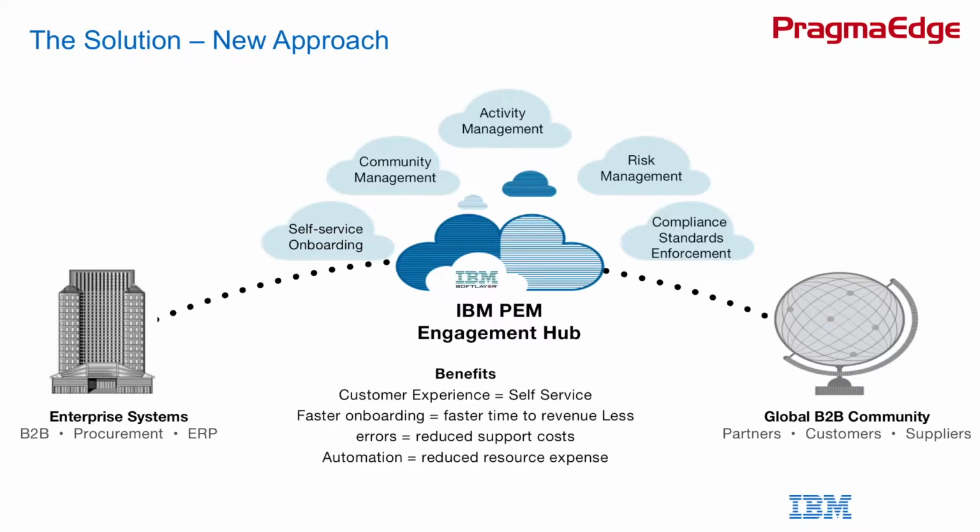IBM PEM is a self-service tool that significantly reduces the time and resources required to onboard new partners while managing and maintaining the existing partners. Using PEM, we can automate the onboarding process, which can limit the costly manual errors and increases efficiency as partners can maintain their own records.